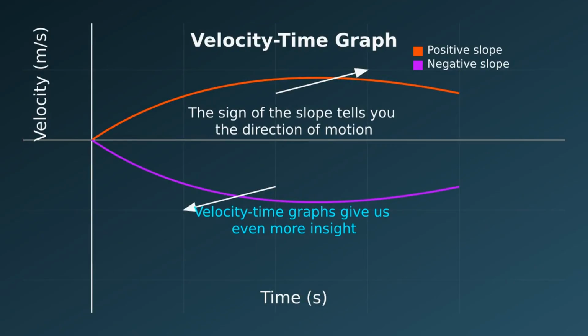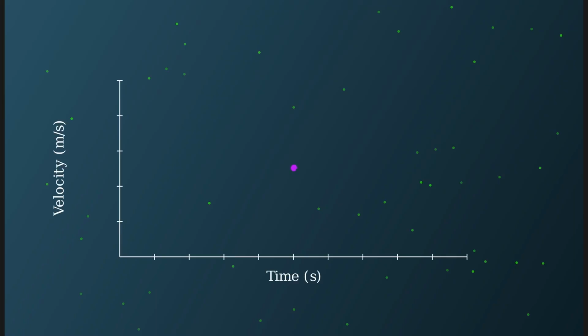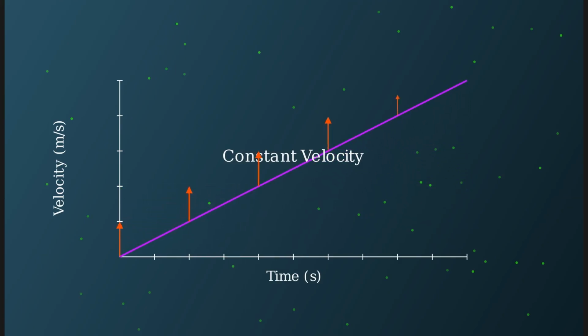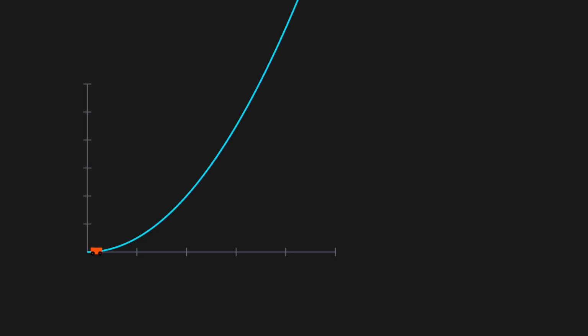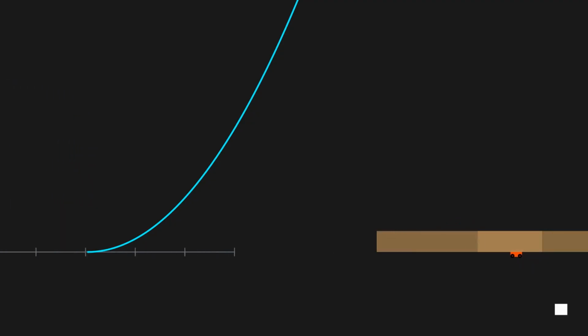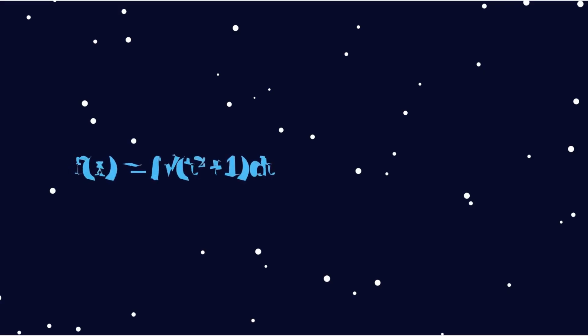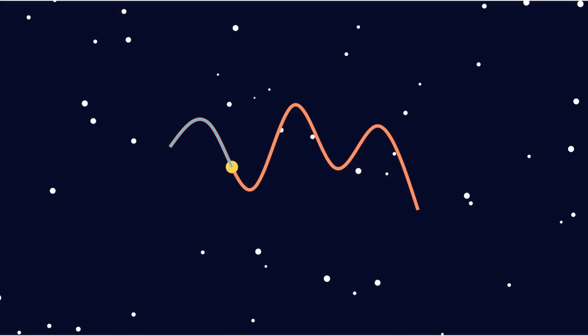Velocity time graphs give us even more insight. In these graphs, velocity is on the vertical axis and time is on the horizontal. A horizontal line means constant velocity. A slanted line means constant acceleration because velocity is changing at a steady rate. And here's the key. The area under a velocity time graph gives you displacement. That connection between the shape of the graph and the real-world distance traveled is one of the most powerful tools in physics. It transforms what looks like abstract math into concrete understanding of motion.